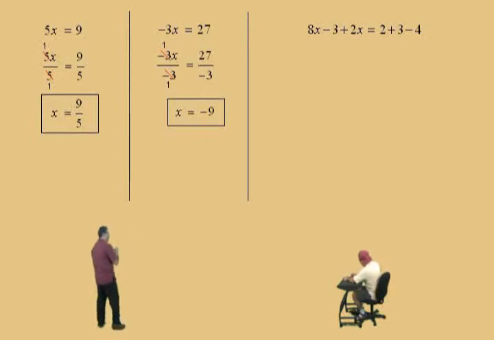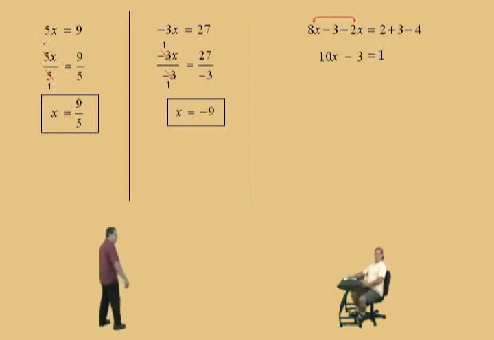Well, let's look on the left-hand side. Our like terms are what? 8x and 2x. That's right. So that gives us the 10x, subtract 3. And now, on the right-hand side, Charlie, what's 2 plus 3 subtract 4? 1. Very nice there, Charlie.